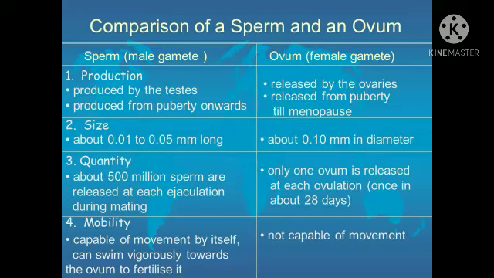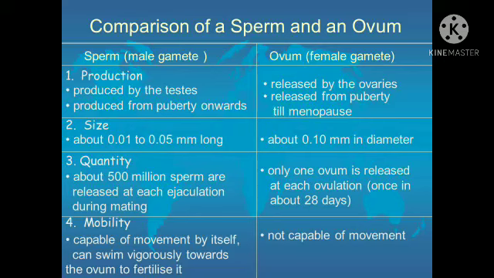Next is the size. The size of the egg is very large in comparison to the sperm. The size of sperm is just 0.01 to 0.05 mm long, while the ovum is quite large. It is about 0.10 mm in diameter. The number of sperm is also very high, as I told you, while only one egg is produced during the period of 28 days of the menstrual flow.